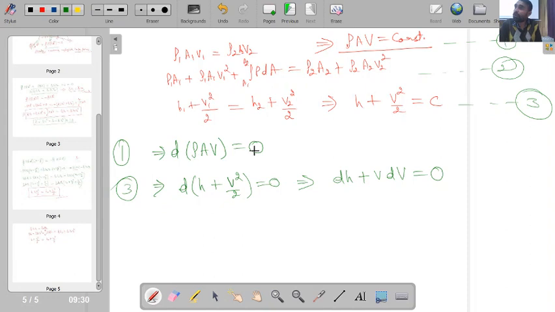rho A v equal to 0 is valid for continuity equation, and differential of h plus v square by 2 is equal to 0 is valid for energy equation, and ultimately this gives me dh plus v dv equal to 0. Is this point clear? Okay. So what about momentum equation? So if I have to write down the momentum equation in differential form, it is actually including this integration.